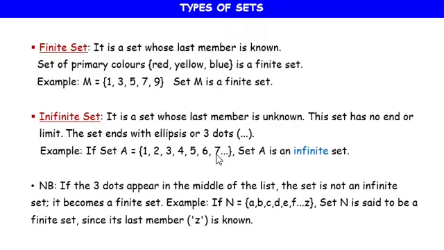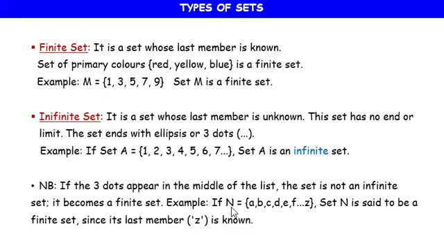But please take note of this. If the three dots appear in the middle of the list, the set does not become an infinite set. If the ellipsis occurs in between, let's say, two members, that set becomes a finite set. It is only an infinite set if the three dots end the list. So let's take an example here.